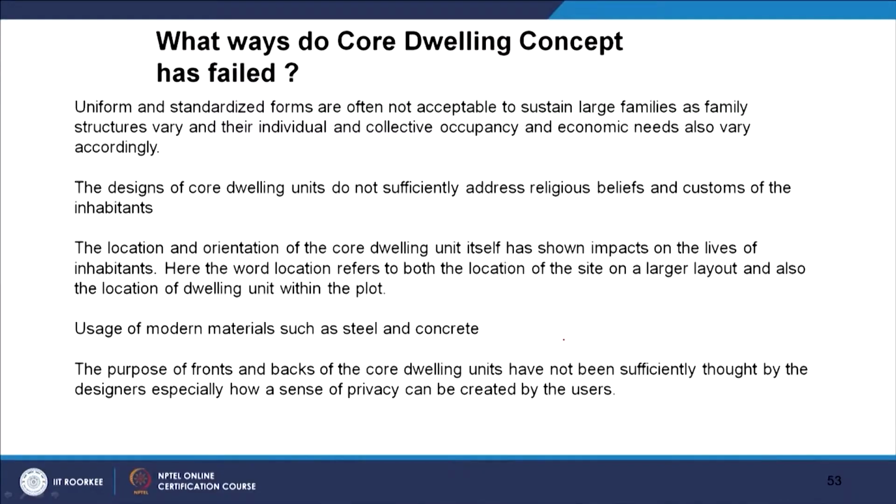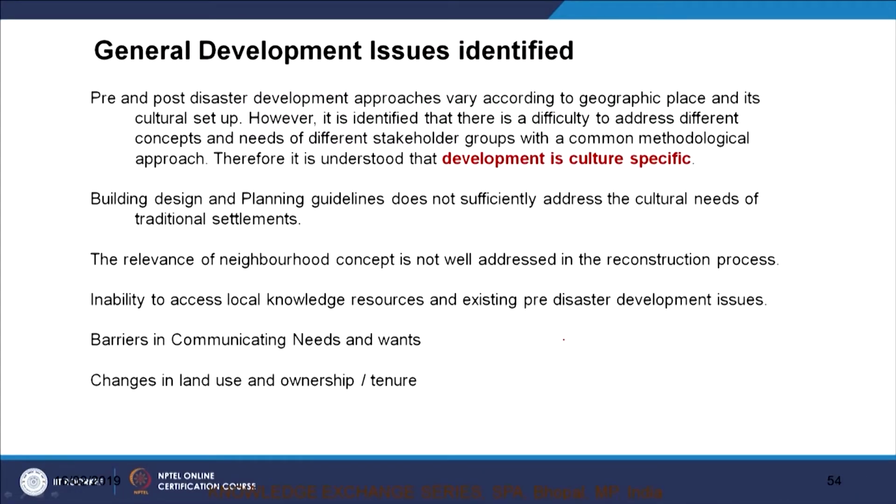The usage of modern materials also had an impact on the thermal comforts and the long run maintenance. Here the urban design issues talks about the fronts and backs, how it is not sufficiently thought by the designers, and a sense of privacy. Also, there are some general development issues.